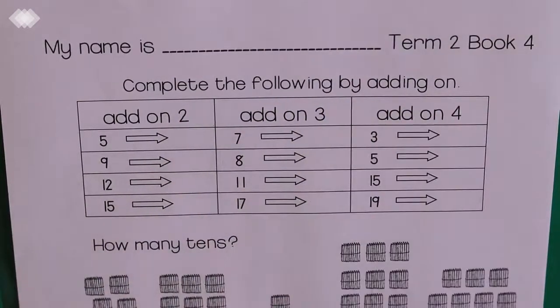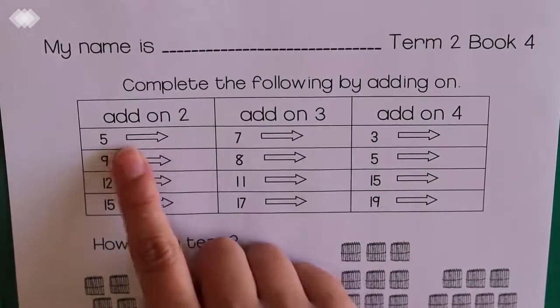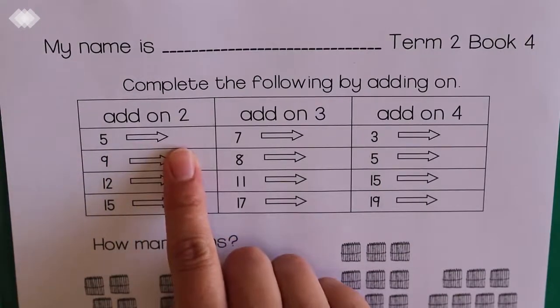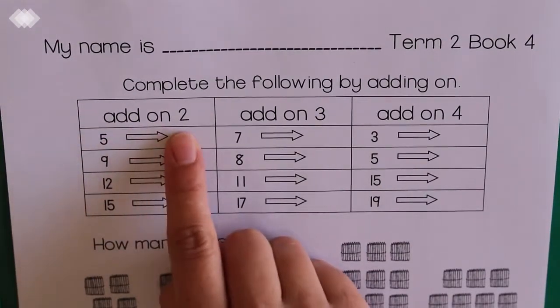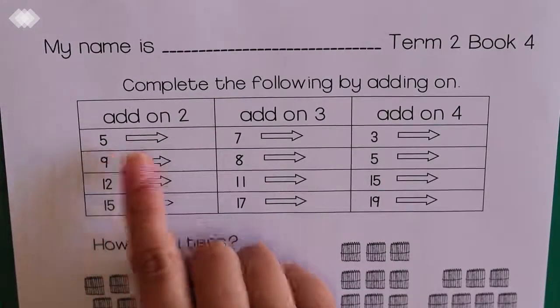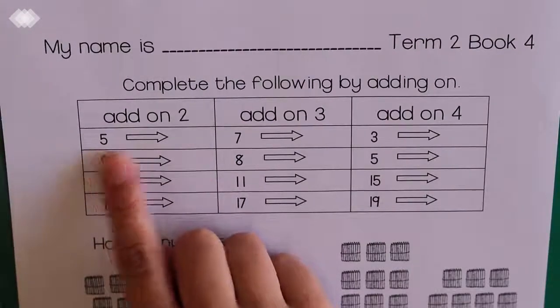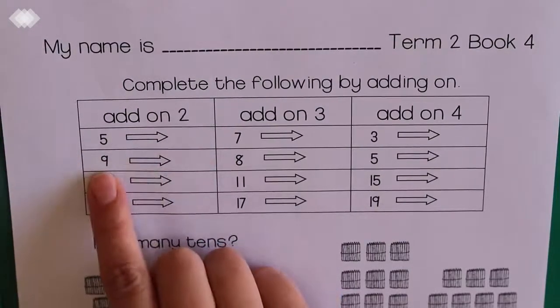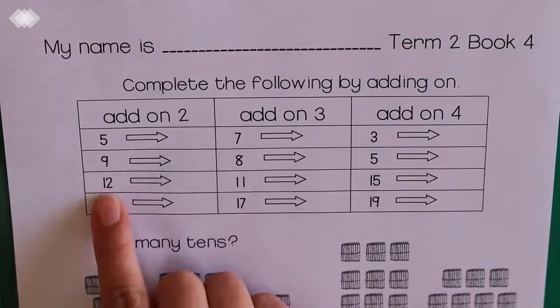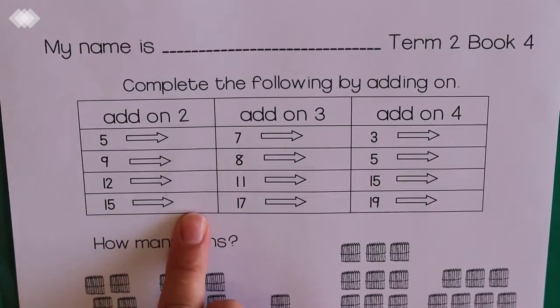Now can you remember what adding on means? Okay, adding on means plus. Plus, you can see the arrow is going to that side, which means plus. Alright, this one says add on 2. So you need to look at each of these numbers and plus 2 and write the answer at the end. So this is going to be 5 plus 2, 9 plus 2, 12 plus 2, and 15 plus 2.